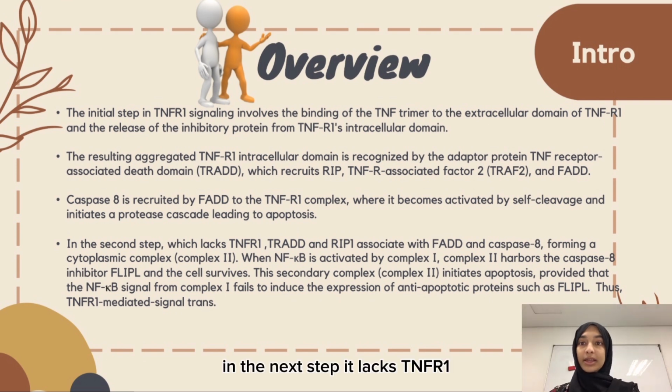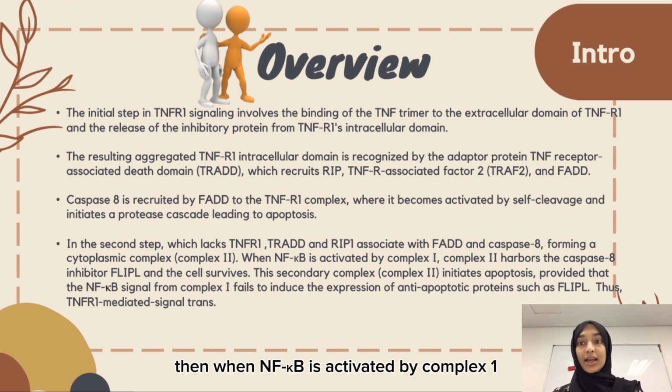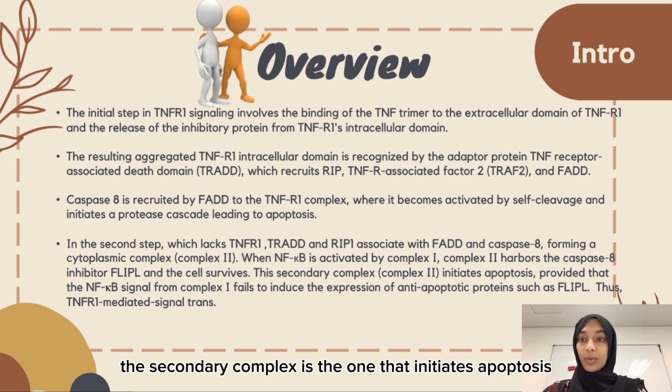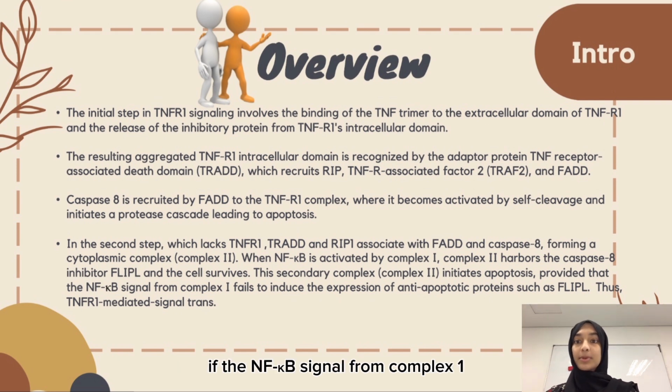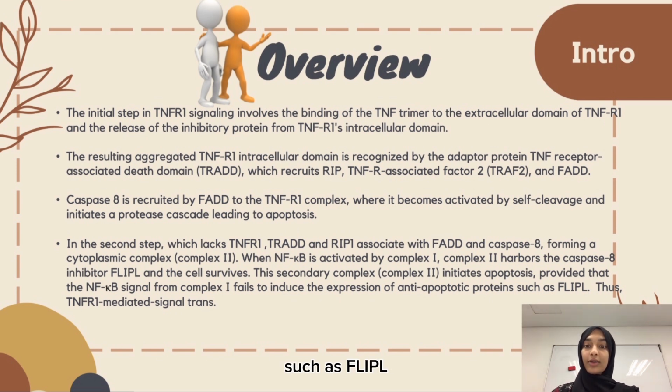In the next step, TNFR1 is lost, and TRADD and RIP1 associate with FADD and caspase 8, which forms a cytoplasmic complex. When NF-kappa B is activated by complex 1, the complex holds the caspase 8 inhibitor FLIPL and the cell survives. The secondary complex is the one that initiates apoptosis if the NF-kappa B signal from complex 1 fails to be successful in expressing anti-apoptotic proteins such as FLIPL.